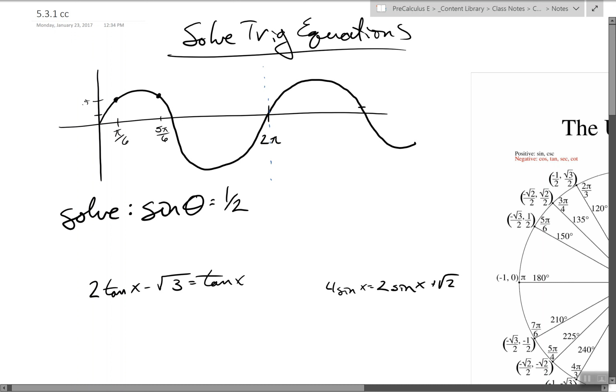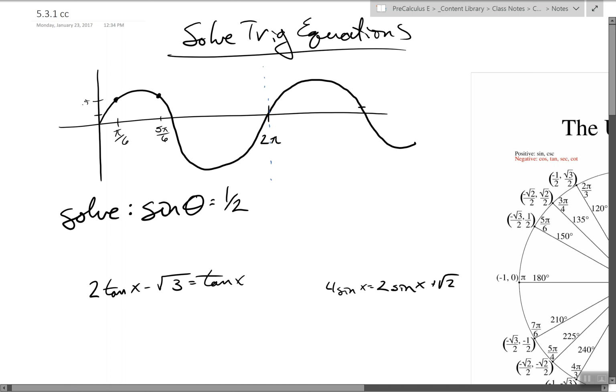In this lesson, we will be solving trig equations for specific values. In previous lessons, we were verifying trig identities which are true for all values of the angle. In today's lesson, we will be looking for a specific angle that satisfies the equation. If you look at the first example here, it says solve sine of theta is equal to 1/2.